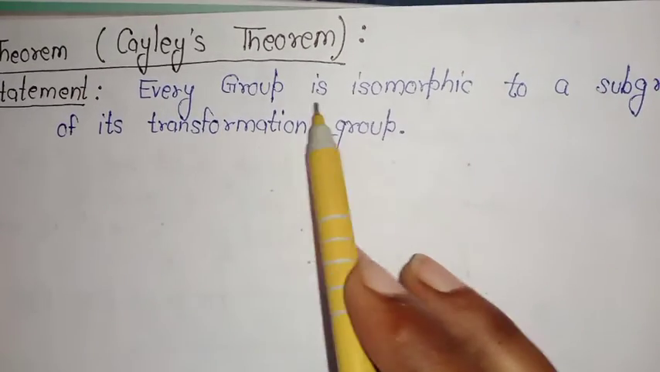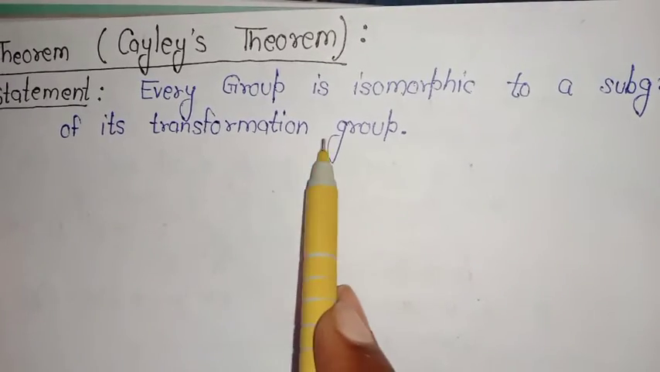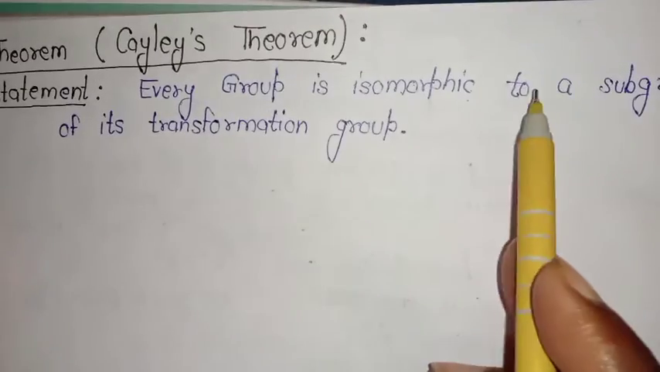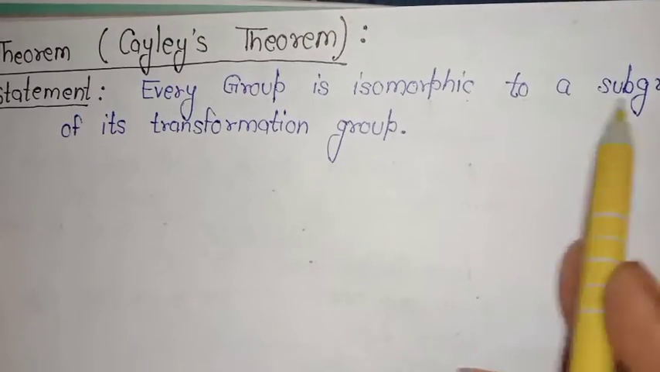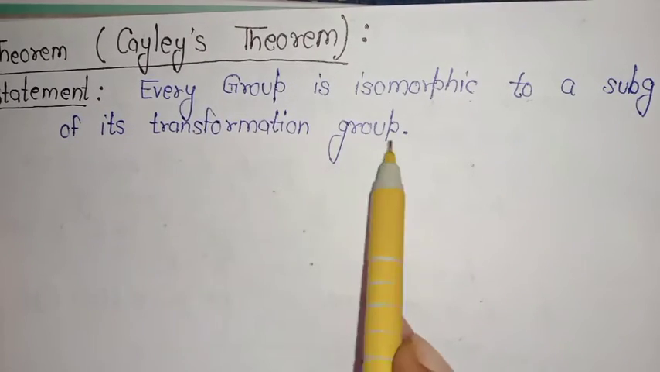So what is the statement? Every group is isomorphic to a subgroup of its transformation group. That is, if we have a group, then it will always be isomorphic to a subgroup of its transformation group. Every group forms its transformation group.